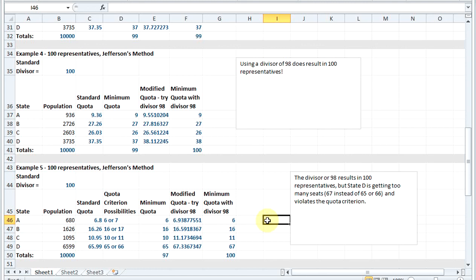So that is Jefferson's method. I'm going to end this video here. In our next video, we'll talk about Webster's and the Hill-Huntington methods.